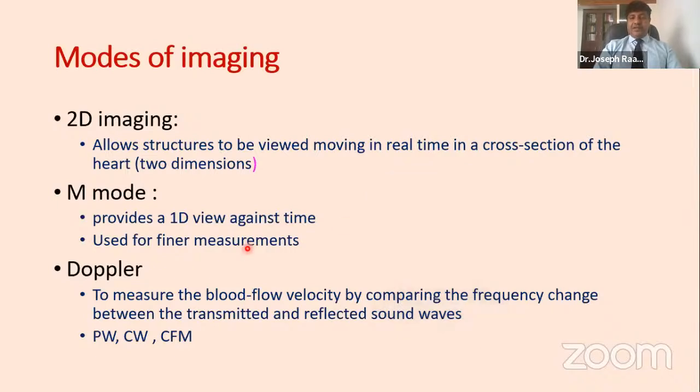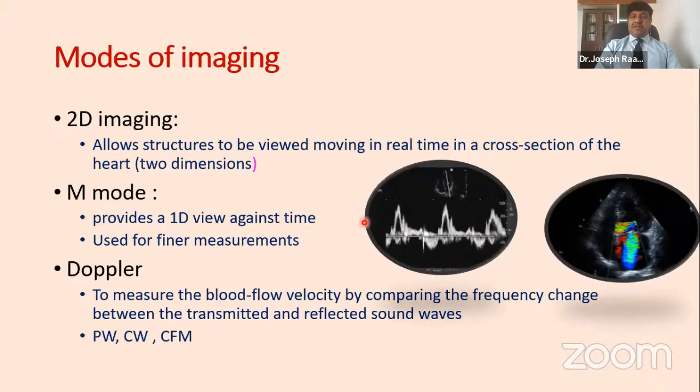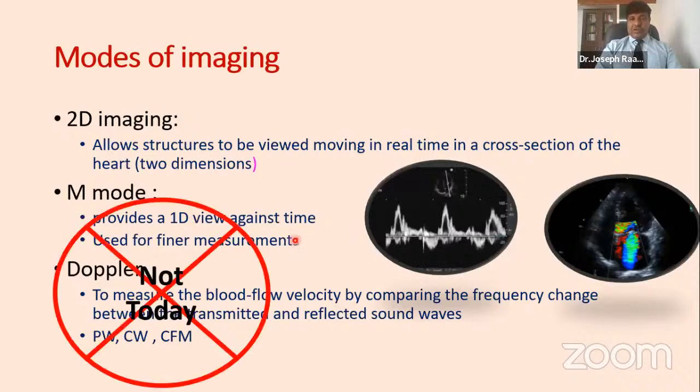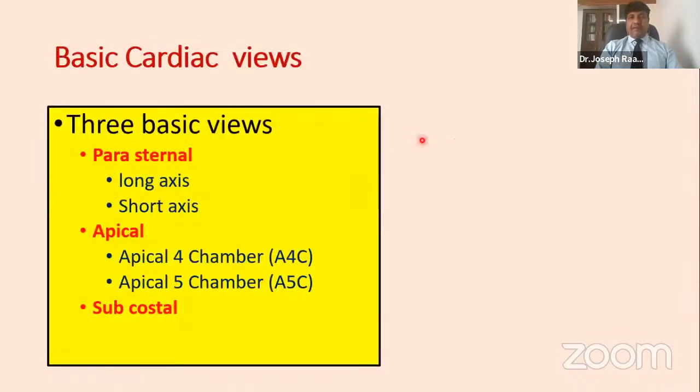And the third thing is the Doppler. Doppler is used to assess the blood flow velocity. Here we compare the frequency change between the transmitted beam that is generated and the reflected sound. But we are not going to see these two things today. Maybe in the next class we'll discuss the utility of the M mode as well as the Doppler mode. Today we are going to see only the 2D imaging.